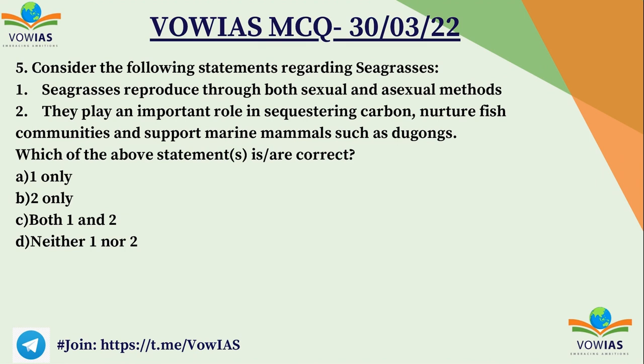Consider the following statements regarding seagrass. First one, seagrass reproduce through both sexual and asexual methods. Second one, they play an important role in sequestering carbon, nurturing fish communities, and support marine mammals like dugongs. Which of the following are correct statements? A 1 only, B 2 only, C both 1 and 2, and D neither 1 nor 2.